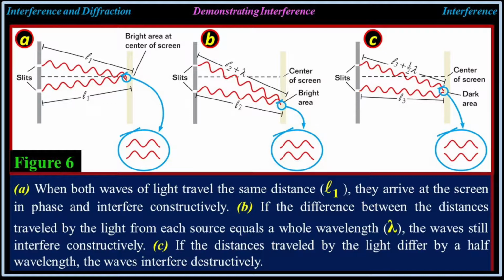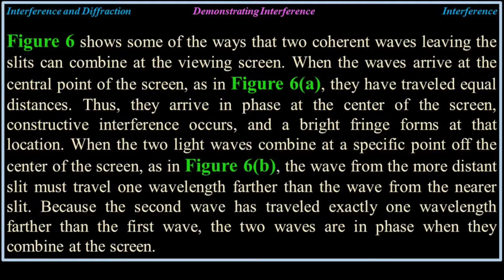Figure 6, very important to understand what we're reading. A, when both waves of light travel the same distance, length 1, they arrive at the screen in phase and interfere constructively. B, if the difference between the distances traveled by the light from each source equals a whole wavelength, lambda, the waves still interfere constructively. C, if the distances traveled by the light differ by half a wavelength, the waves interfere destructively.